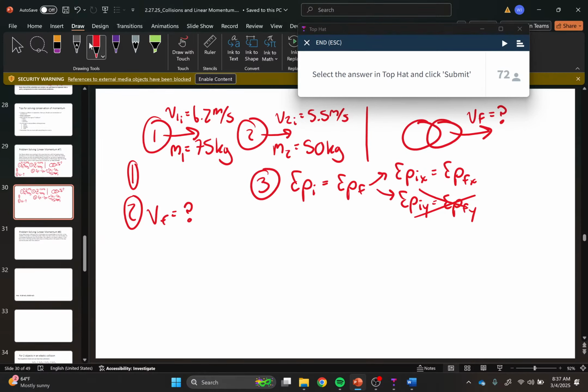All right, so we just build it. If you build it, then you can solve it. M1 V1 initial plus M2 V2 initial. It's the one that we did in our clicker or our Top Hat.